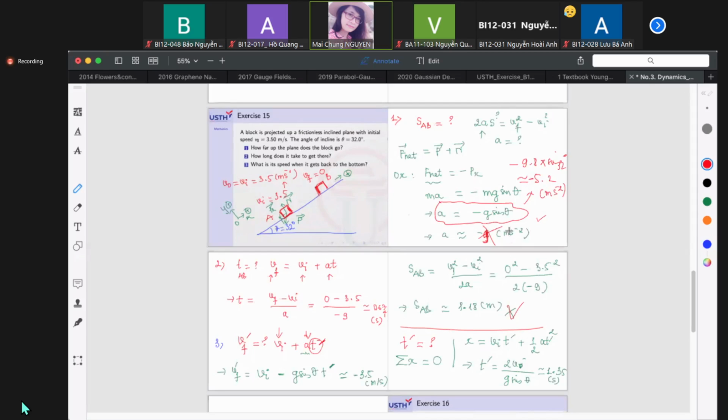It's maybe better compared with the 9, because we have negative 9.8 multiplied with the sin of 32 degrees, which is approximately 0.5. So I think it's okay with this result. So Bang, please check it again. Yeah, I was wrong for this. Okay, thank you guys, for the support on the 3 questions of exercise 15. Do you have any more questions?